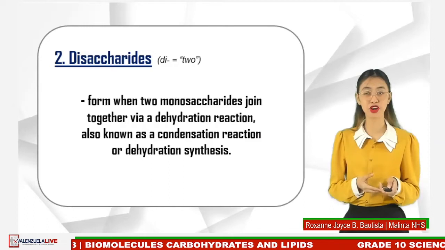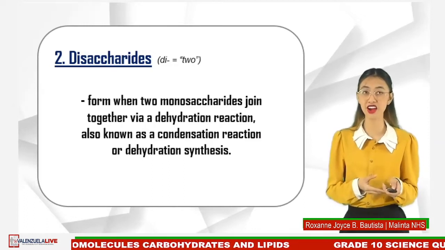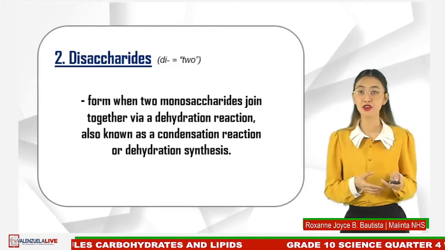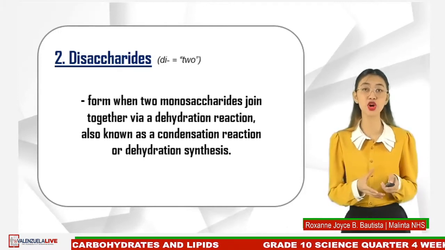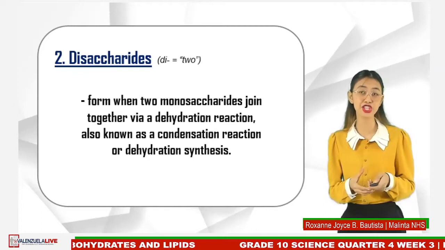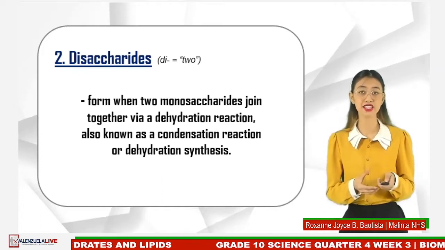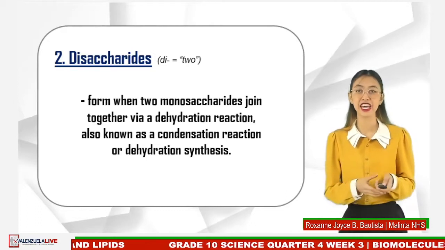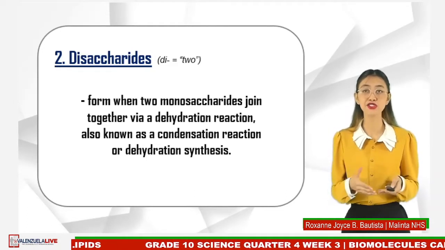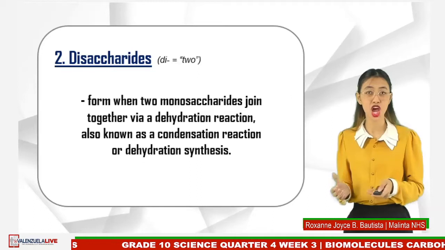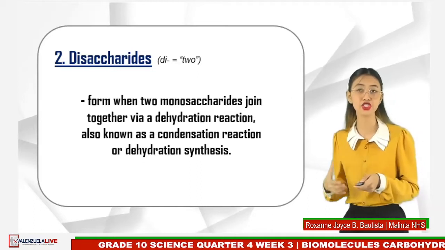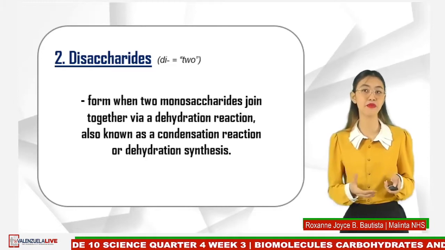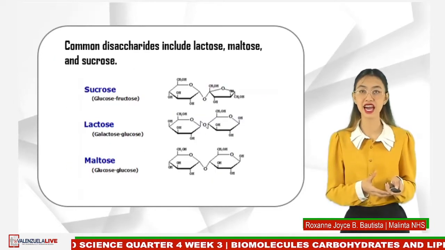Next type of carbohydrate is known as disaccharides. Di means 2. Disaccharides form when 2 monosaccharides join together via a dehydration reaction, also known as condensation reaction or dehydration synthesis. In this process, the hydroxyl group of one monosaccharide combines with another hydrogen atom, releasing a molecule of water and forming a covalent bond known as glycosidic linkage.